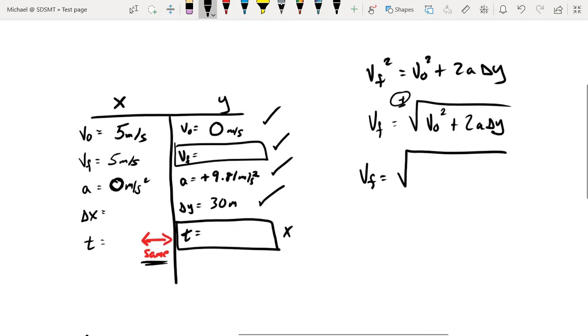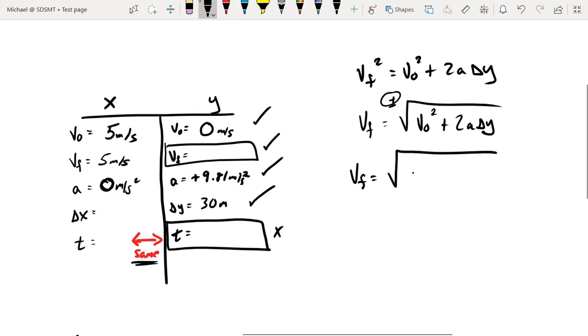We'll go ahead and plug all our values in. The initial velocity component was 0. Acceleration is gravity, positive. Displacement is 30, positive. This is important with our root. We cannot have a negative quantity inside of that root. If you do, stop what you're doing, go back, check your work, see where the error is.